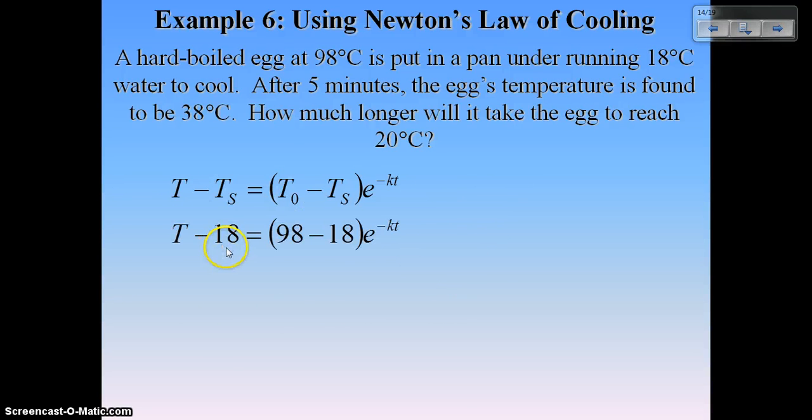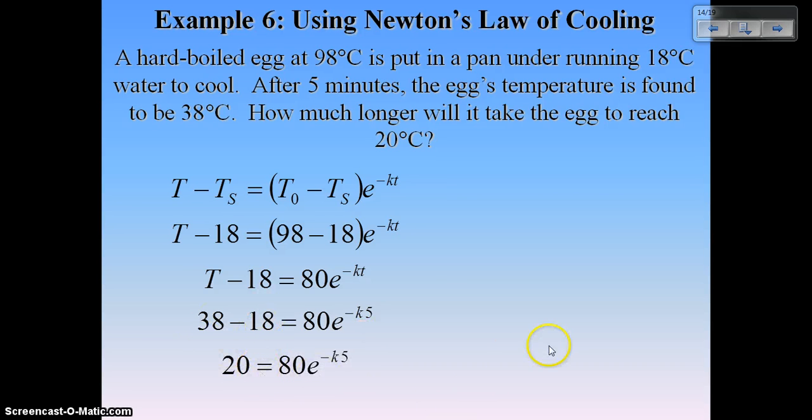Now, what do we know? We know that the starting temperature T sub naught was 98. The surrounding temperature T sub S is the water that surrounds the egg. That's 18 degrees. And let's simplify this just a bit, and we end up with this right here. Now, we know that after 5 minutes, the temperature of the egg is 38 degrees. Now I can plug those two values in and I can use that to solve for K.